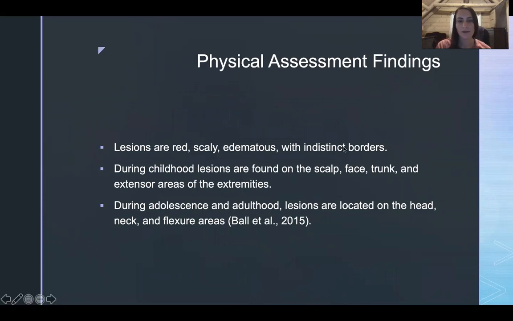Physical assessment findings: lesions are red, scaly, edematous with indistinct borders. During childhood, lesions are found on the scalp, face, trunk, and extensor areas of the extremities. During adolescence and adulthood, lesions are located on the head, neck, and flexure areas.